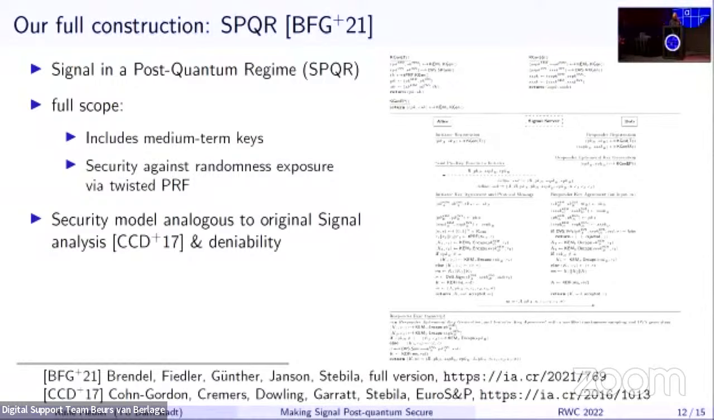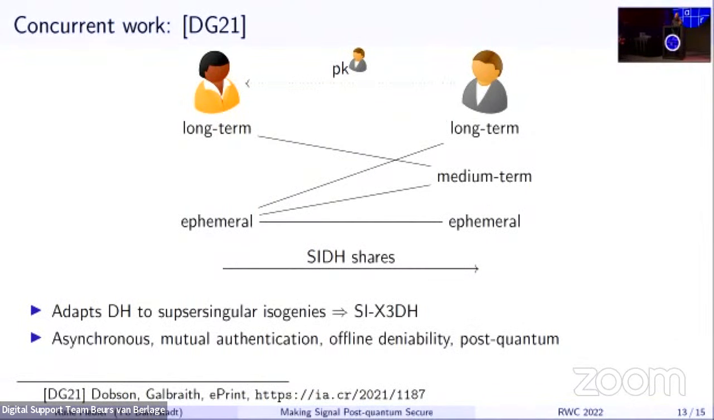Also, we achieve security against randomness exposure by using a twisted PRF. And of course, we show security of our protocol with respect to a security model similar to the one from the original Signal analysis by Cohn-Gordon et al. from 2017. And of course, we show deniability of our new protocol with regard to the newly proposed definition that I just talked about earlier. Okay, and as you can see on the right-hand side, there are lots of details which you can all find in the paper.